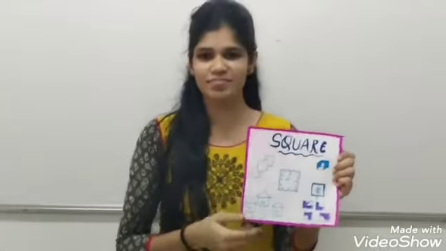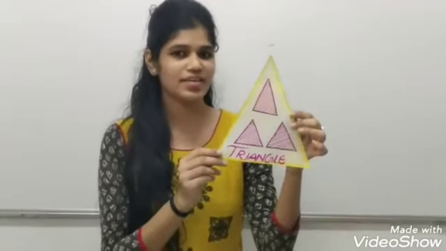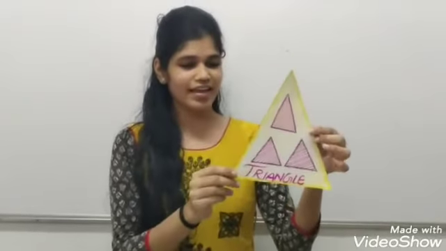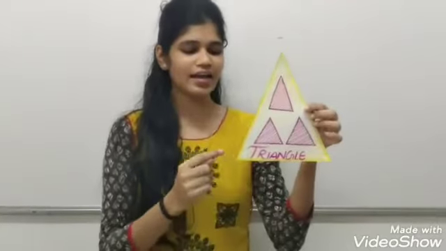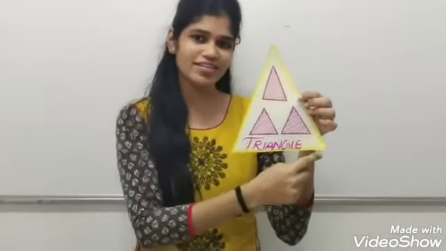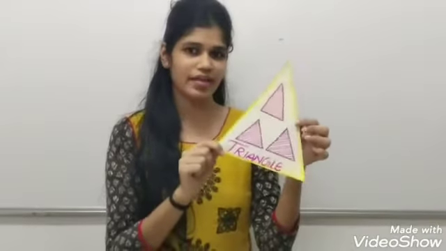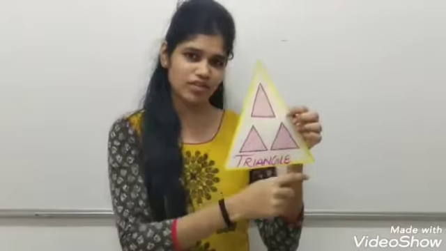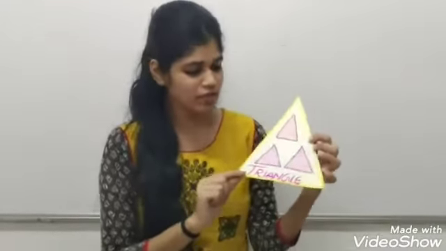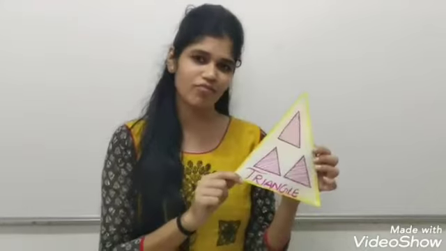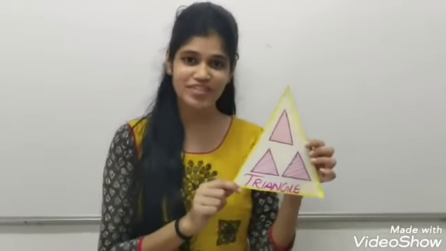Okay, my kids. Now the next shape is triangle. Which shape is this? Triangle. It has three sides and three corners. Okay, bacho, triangle ke paas mein three sides hote hain aur three corners hote hain. Okay, so now we will sing a rhyme for triangle. You all also sing with me.